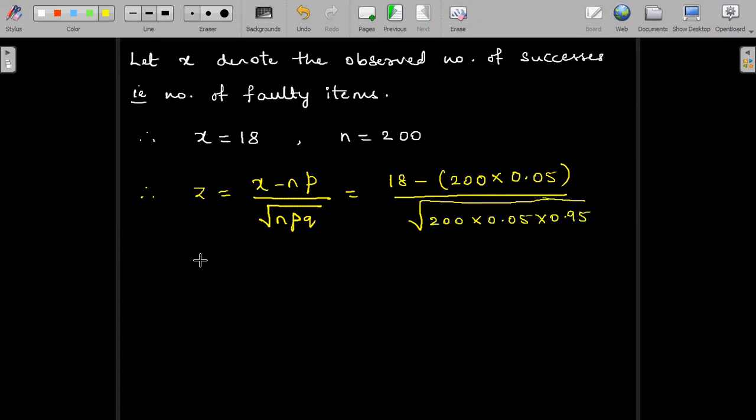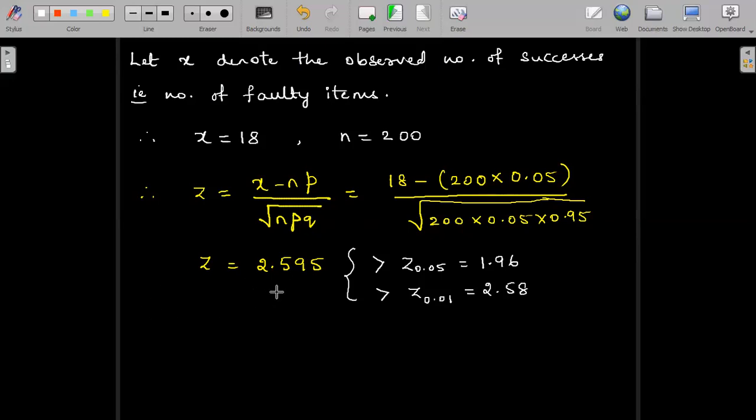So we can evaluate this, and Z is equal to 2.595, or approximately, if you want to round it off to two decimals, you can write it down as 2.60. And we observe that 2.60 is greater than both the levels of significance. It is greater than Z 0.05, which is 1.96, as well as greater than Z 0.01, which is 2.58.